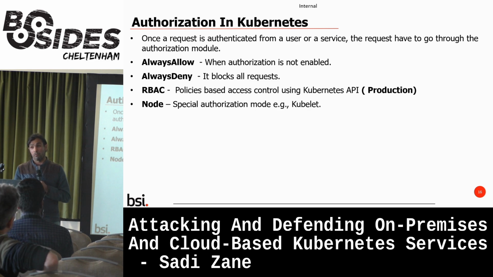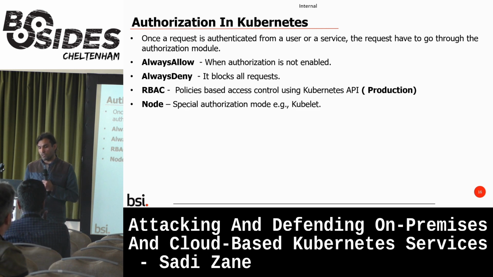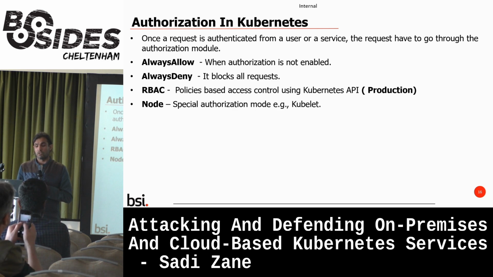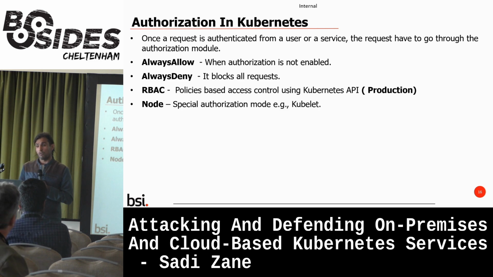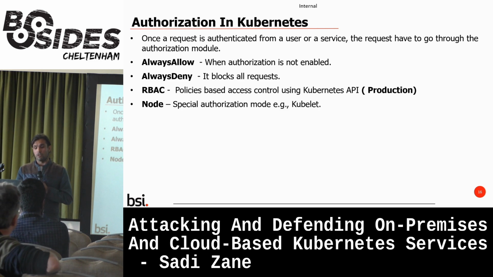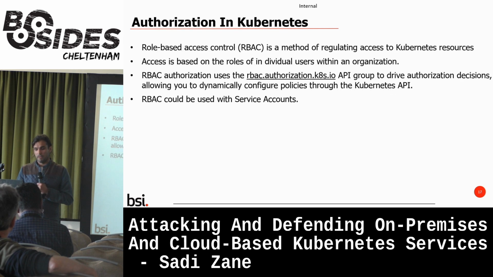And then you have RBAC, which I'm going to discuss, how it works and how we can exploit RBAC through a demonstration. RBAC is essentially a policy-based control using the Kubernetes API. So it's a very granular way of controlling who has which authorizations within the Kubernetes API environment. And there is the node mode, which is a very special authorization between the kubelet and the API server.